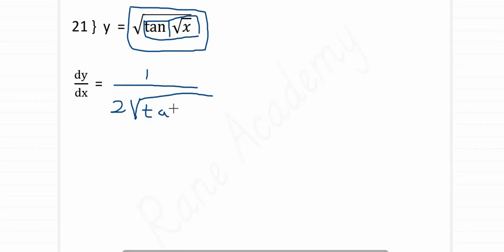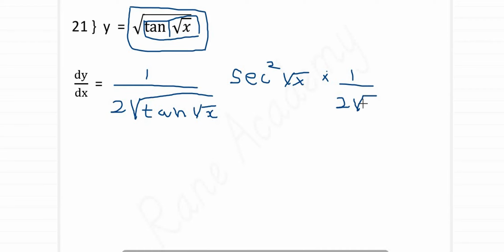So this is under root of tan root x. Now the derivative of tan x is sec square x. So the derivative of tan of root x will be sec square of root x. Now again we have one more function, that is root x, whose derivative will be 1 upon 2 root x. So now this 2 and 2 will be 4, and the answer will be sec square root x upon 4 under root tan root x into root x.